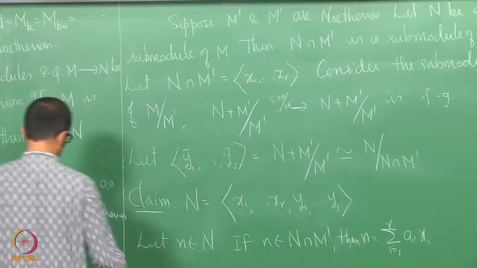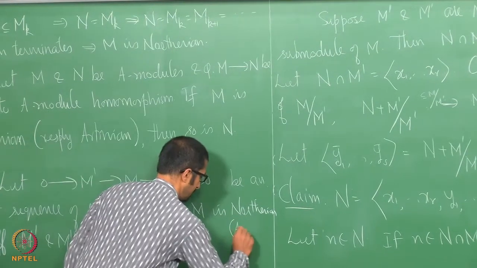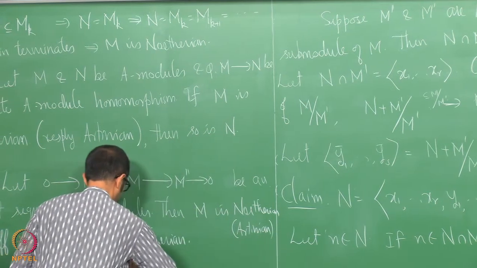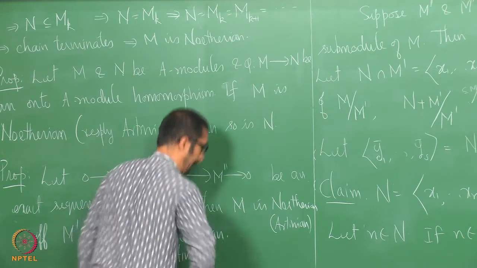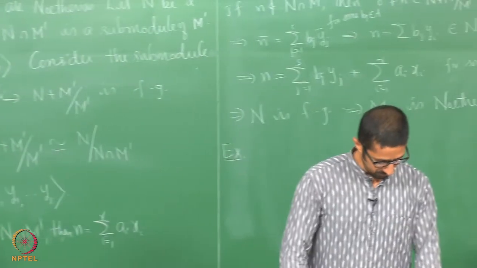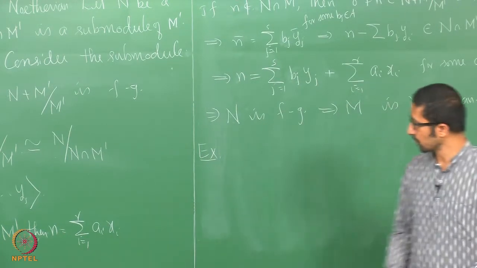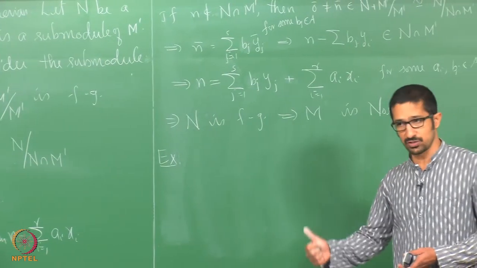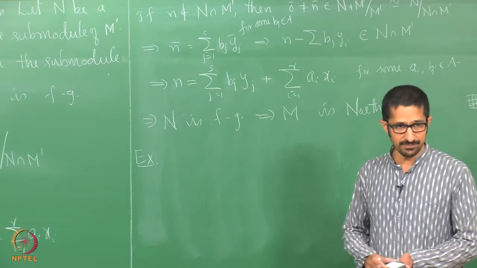Okay. So, this is Artinian if and only if this is Artinian. If I have an exact sequence, then one is Noetherian if and only if the other two are Noetherian. The middle module is Noetherian if and only if the other two modules are Noetherian, and similarly Artinian.